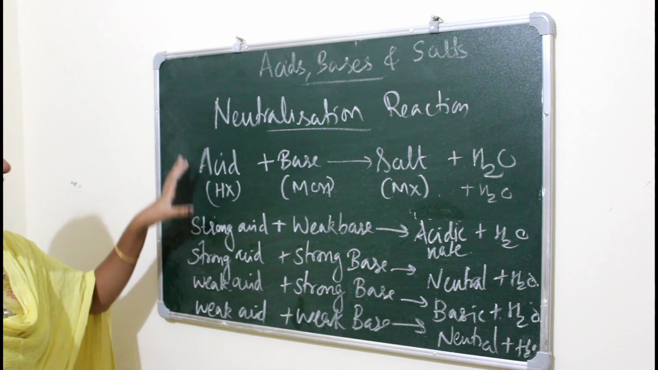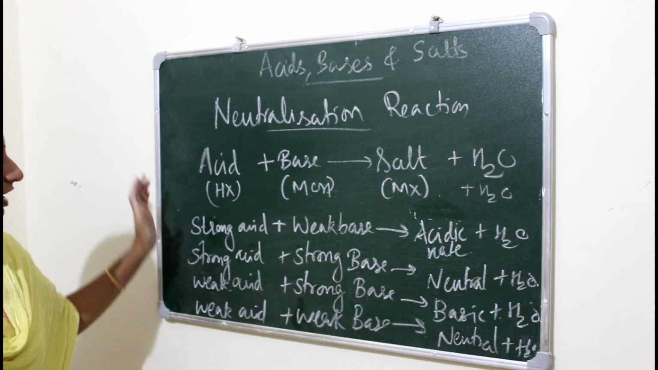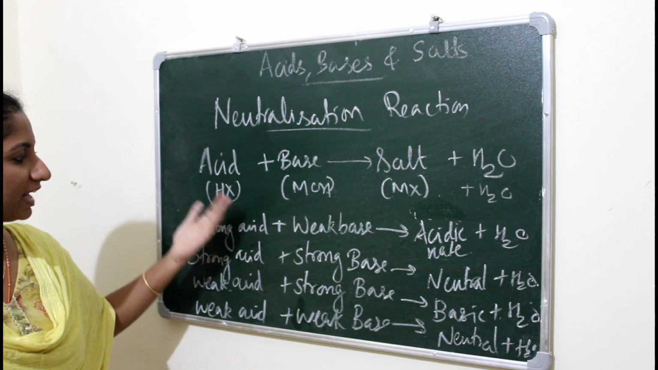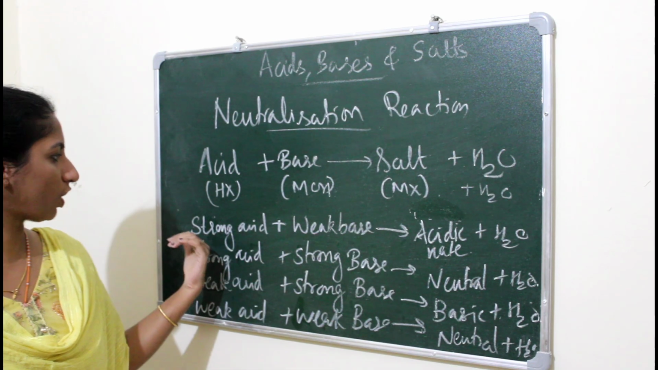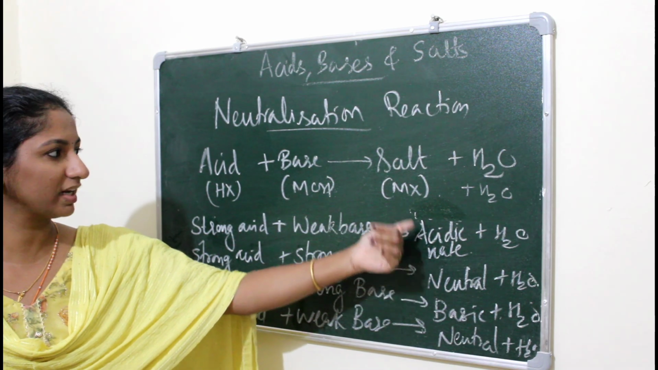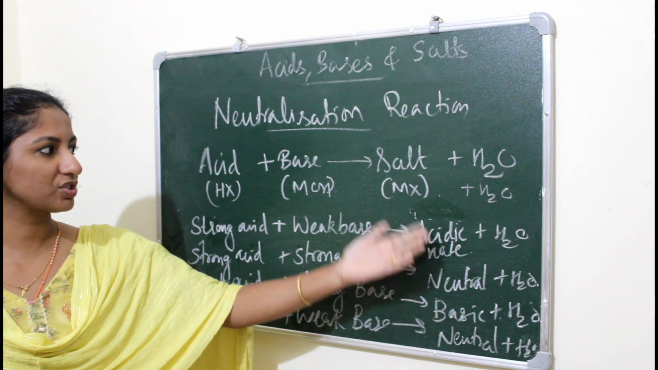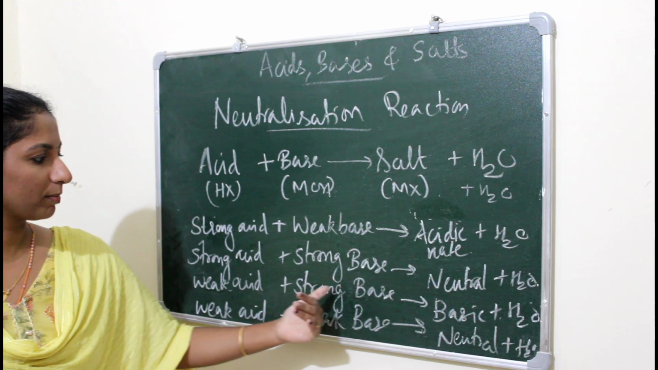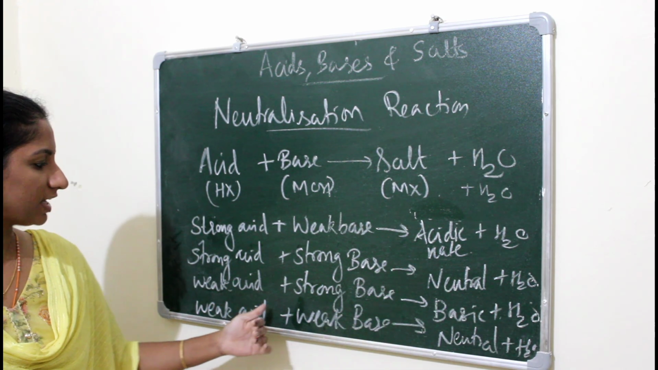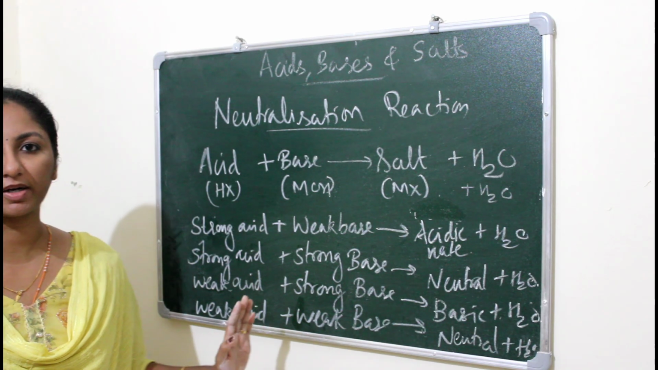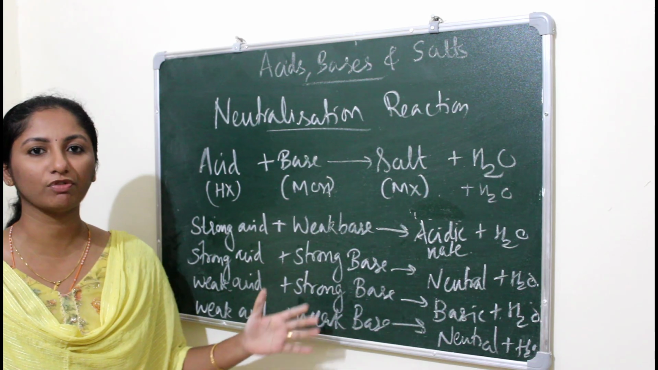Okay, that means these are all about the pH nature of salt when we are doing this neutralization reaction. According to the nature of acid and base, we are getting different natures. In case of strong acid and weak base, we are getting acidic nature having salt. In case of strong acid and strong base, we are getting neutral nature having salt. Weak acid and strong base react with each other to get basic nature having salt. In case of weak acid and weak base, we are getting neutral salt. Okay, so that's all about this pH scale and this neutralization reaction and the pH of this salt.